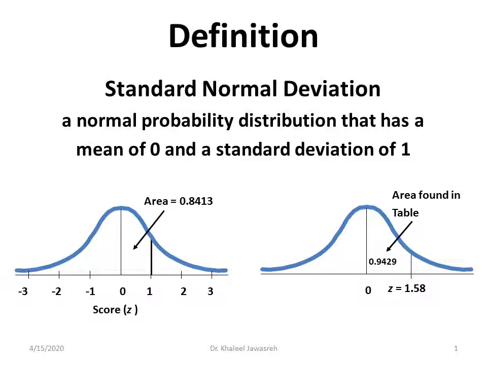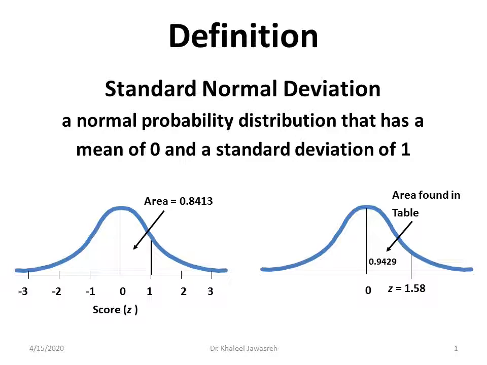It's a normal curve, so we have z scores. Those are the areas found in the table. For example, if we are dealing with z equal to 1.58, the probability found below that is the area from the table. You can see 0.94.